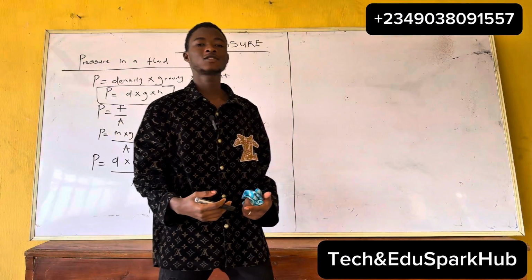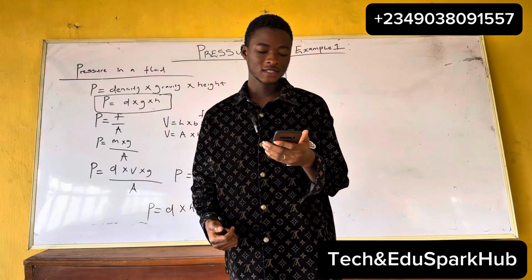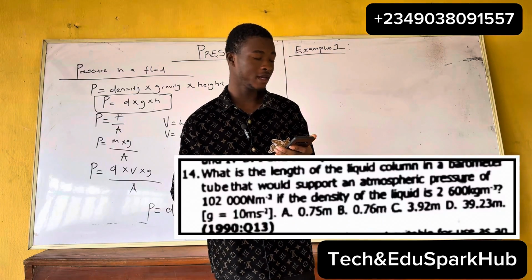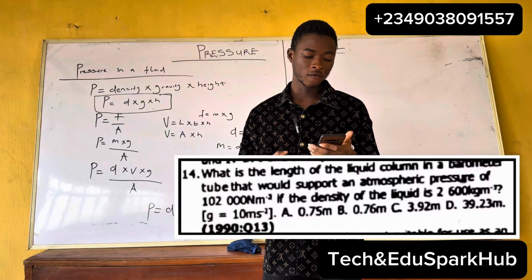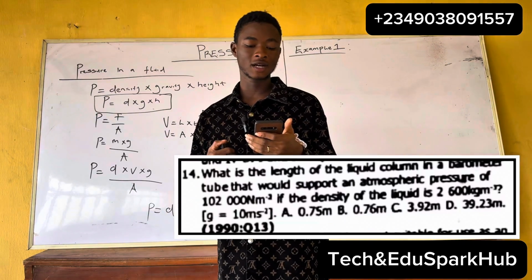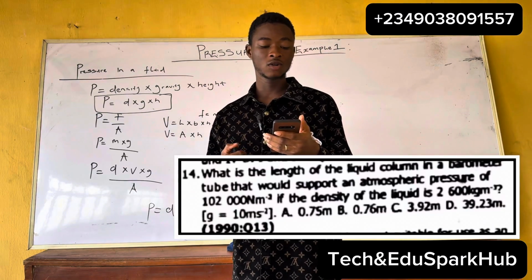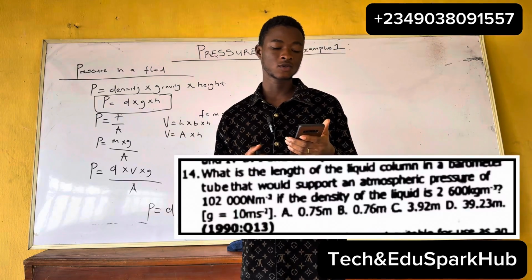Now, let's look at some practical examples under the pressure in a fluid. The first example says: what is the length of the liquid column in a barometer tube that will support an atmospheric pressure of 102,000 Newton per meter square if the density of the liquid is 2,600 kilogram per meter cube, and they give us gravity, which is g, to be 10 meter per second square.